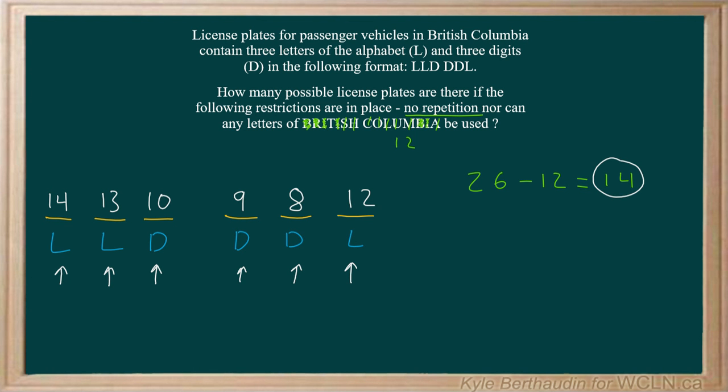Now, to determine the number of possible license plates, we simply multiply all of these numbers together by the fundamental counting principle. So 14 times 13 times 10 times 9 times 8 times 12. And if we go ahead and multiply those all together, we find the total number of license plates to be 1,572,480 different possibilities.